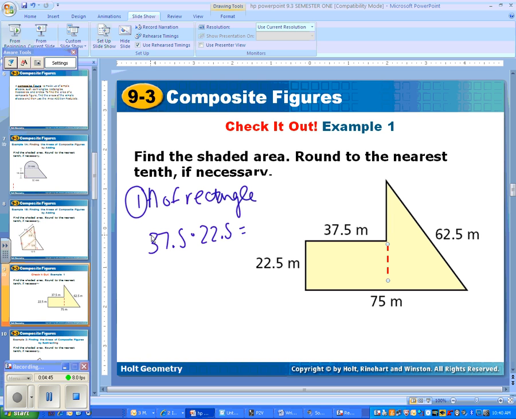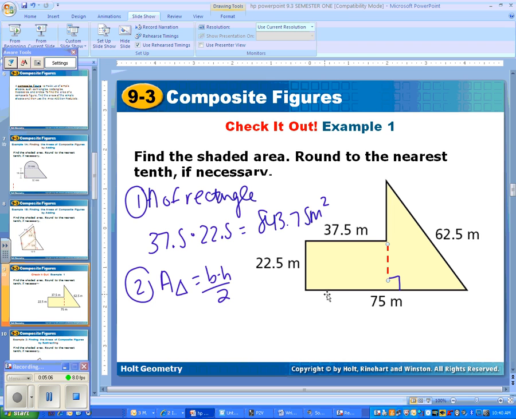And that'll get you 843.75 square meters. So that's the area of this rectangle. And now you know that the other shape is a triangle, and that formula is base times height divided by 2. Remember, the base and the height are always perpendicular to each other.